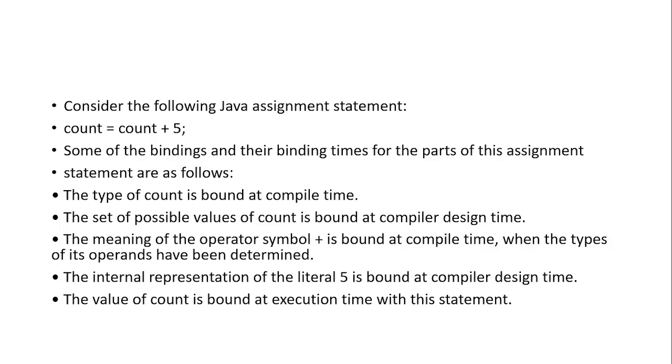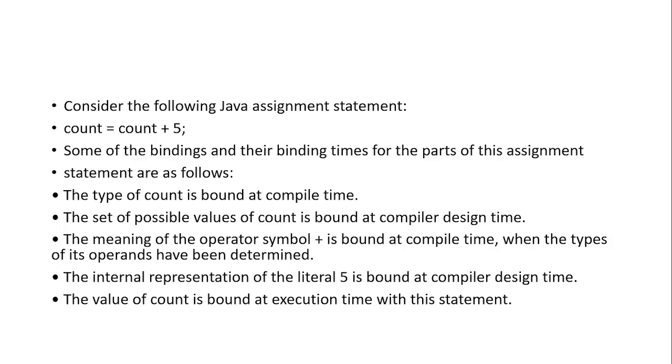So the type of count is bound at compile time, and the set of possible values, depending on the type of that variable, is bound at language design time. Then the meaning of the operator symbol plus, in count = count + 5, is bound at compile time, when the types of its operands have been determined.